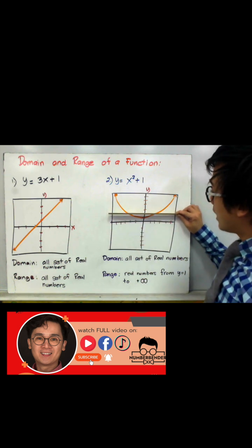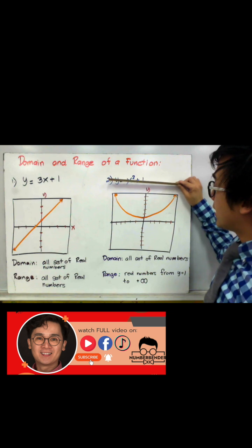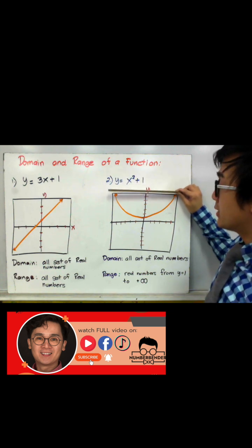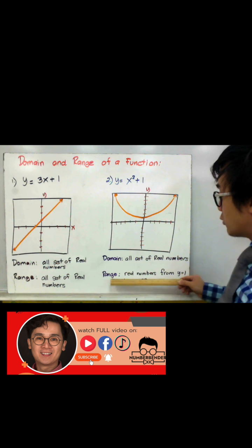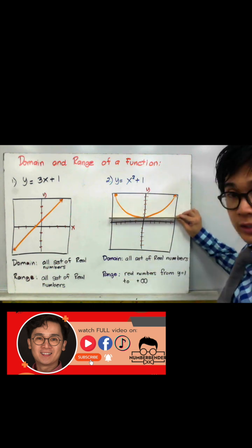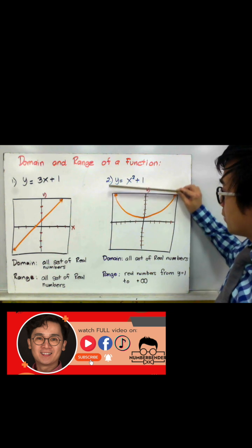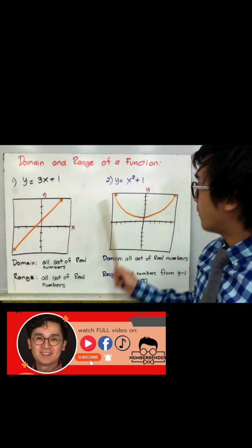And it's going to move up to the very top, which means we're reaching the very positive infinity of my y-axis. So that means my range of values will be all real numbers from y equal to 1, which is right here, all the way to the positive infinity. And that is how you describe the range on example number 2.